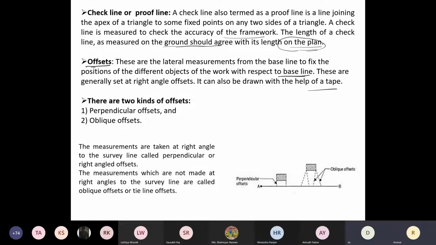Okay, very good, so there is a perpendicular offset. See this picture. If this is your main survey line AB, and this is one corner of the building, these are the right angles. So we are calling these the perpendicular offsets, and I can also take the oblique offsets. Then I have to take two measurements on my chain line. So you can easily see which one is more accurate. Can you tell me, out of these two, perpendicular and oblique?